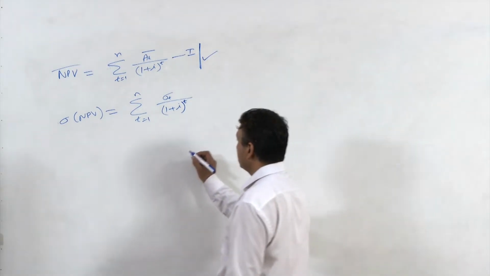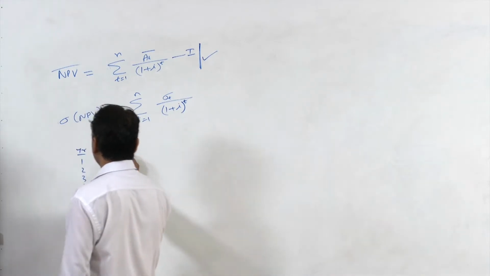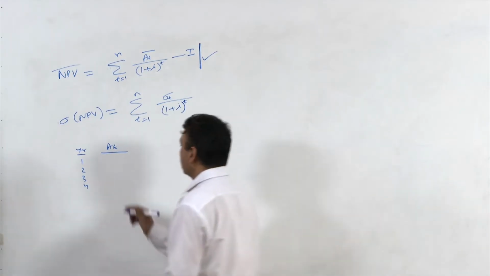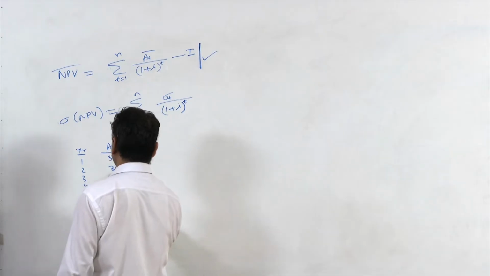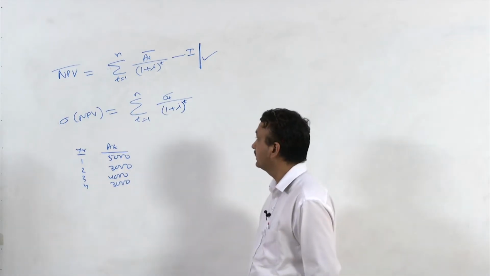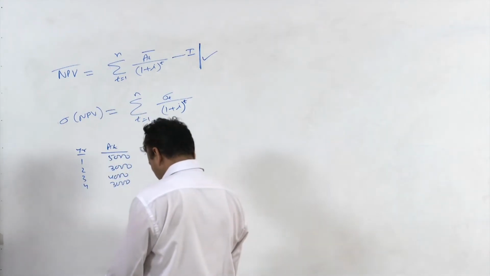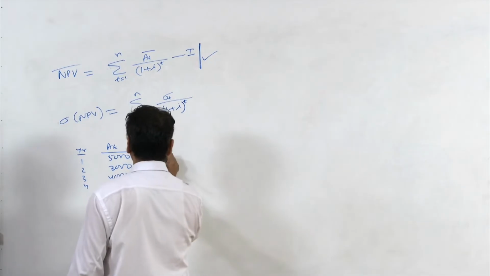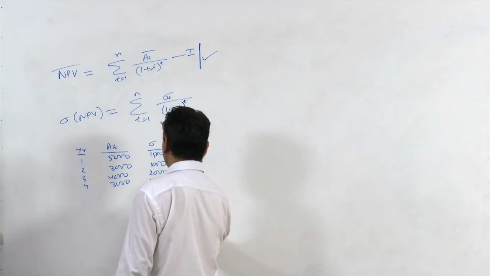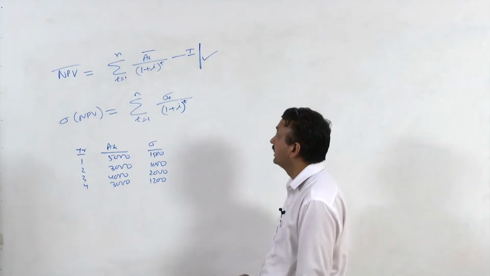So there is a project, with years 1, 2, 3, 4, and you have been given the values directly. These values are 5000, 3000, 4000, 3000, along with their standard deviations, which are 1500, 1000, 2000 and 1200. So now you can put these values in this particular formula, and you will get the NPV.